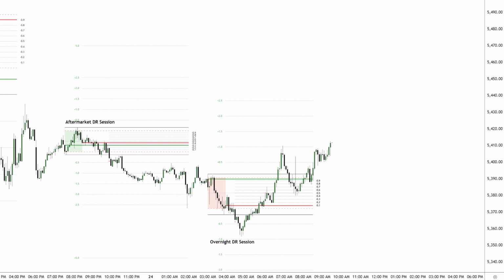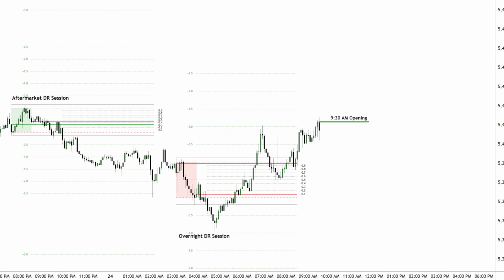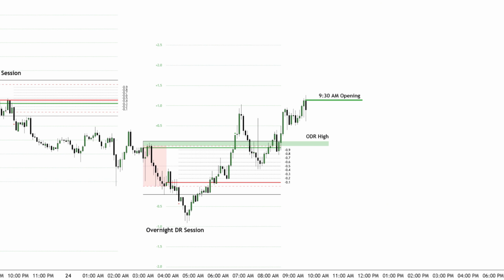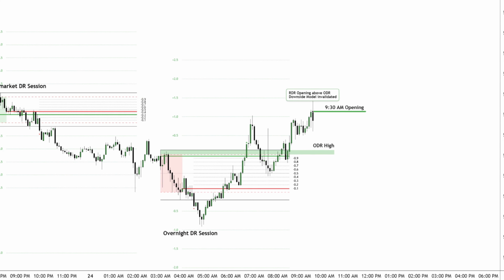Now fast forward to the 9:30 a.m. opening candle of the regular DR session. It's already revealing something critical. The opening price is above the overnight DR session high, which immediately invalidates the continuation of the DR downside model. That's an important early sign.